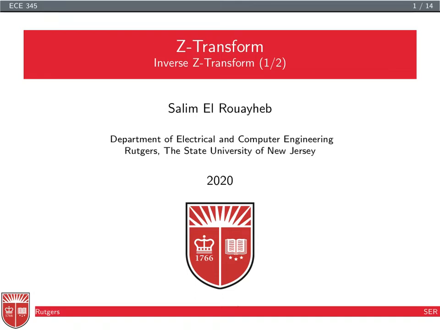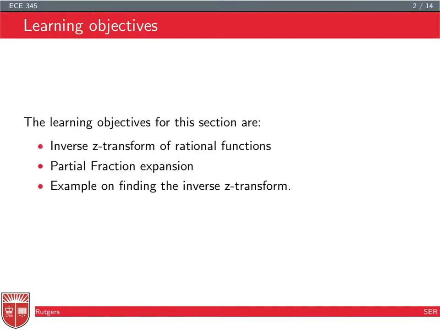In today's lecture, we will talk about the inverse Z transform, and this topic will be divided into two parts, and this is the first part of the lecture. In this first part, we will talk about the inverse Z transform, which is mainly, given the Z transform of a signal, we need to find what the signal is. And then we will talk about partial fraction expansion, which is a useful tool in finding the inverse Z transform, and we will work on an example to apply the partial fraction expansion to find the inverse Z transform.